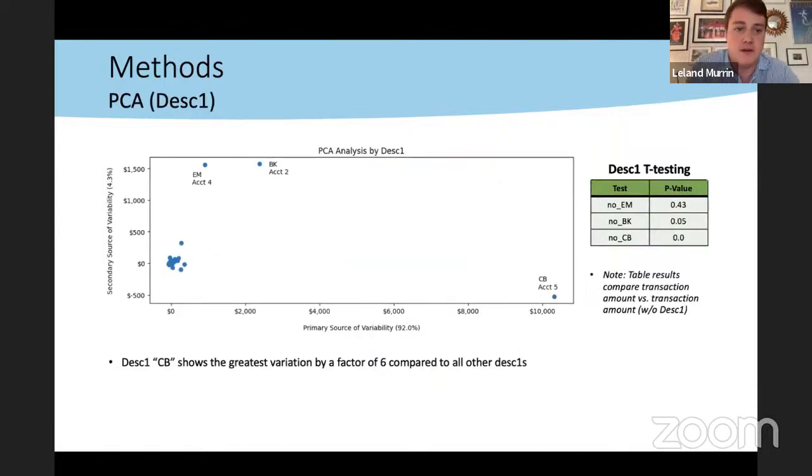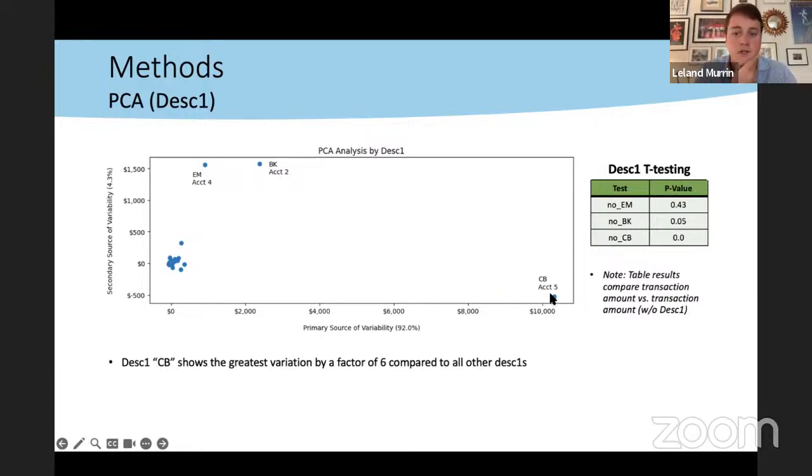For methods, we have PCA that was analyzed on description 1. Very immediately popped out for PCA. We've got the principal component, the primary source of variability, on the x-axis. CB, again, the description 1 that we saw earlier that popped out in the EDA, was really significantly different, showing a greatest variation by a factor of 6 compared to all other description 1s. EM and BK also were of note, like we saw earlier, not nearly as much as CB.